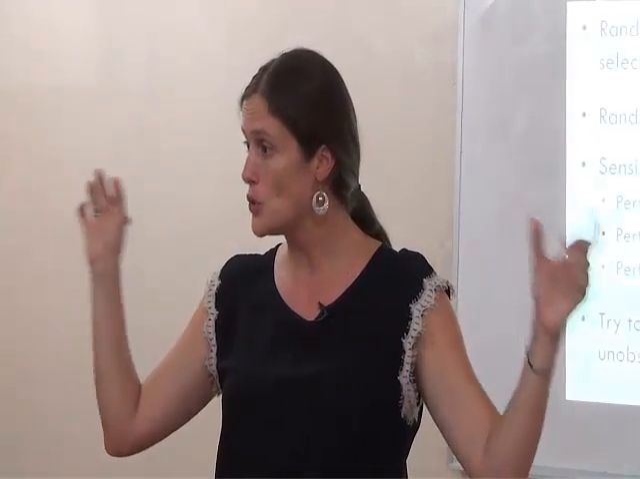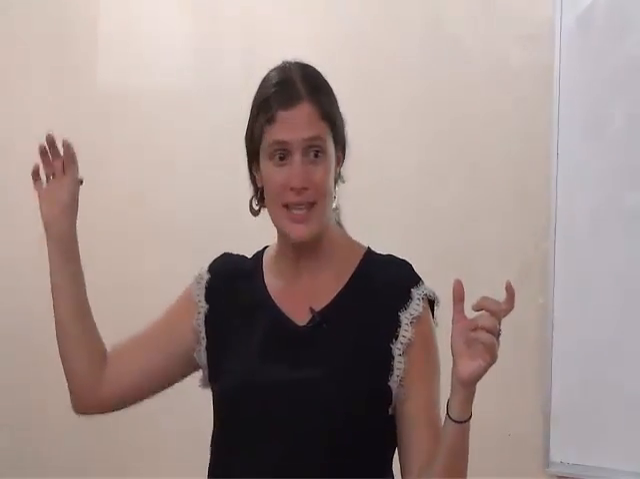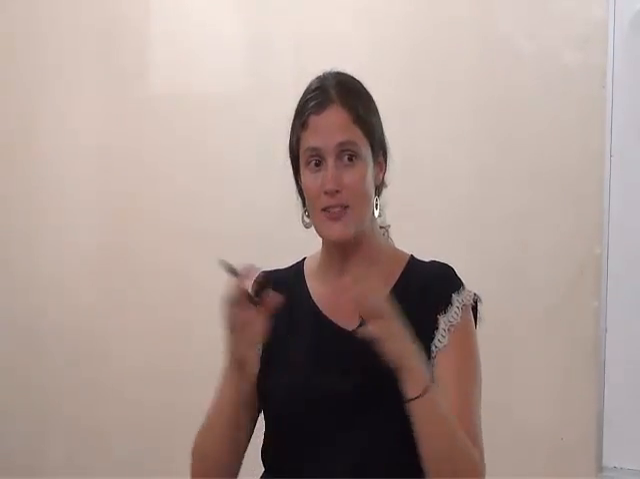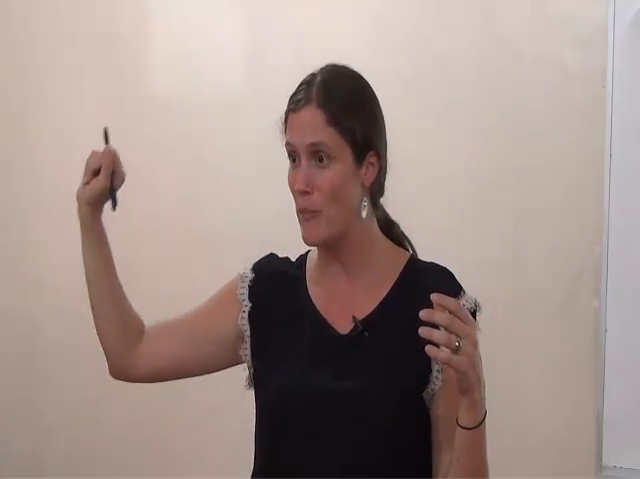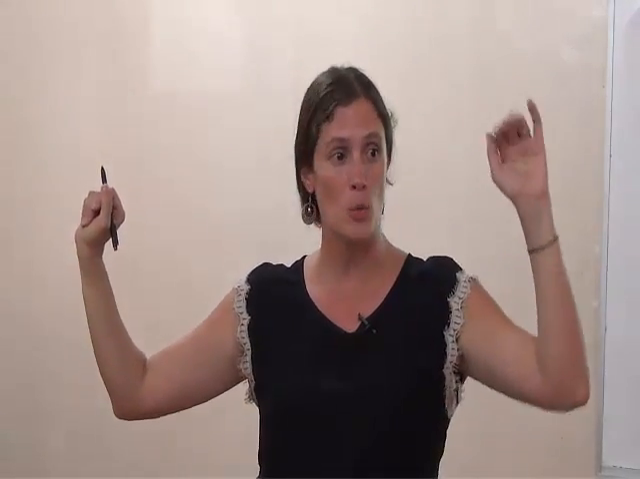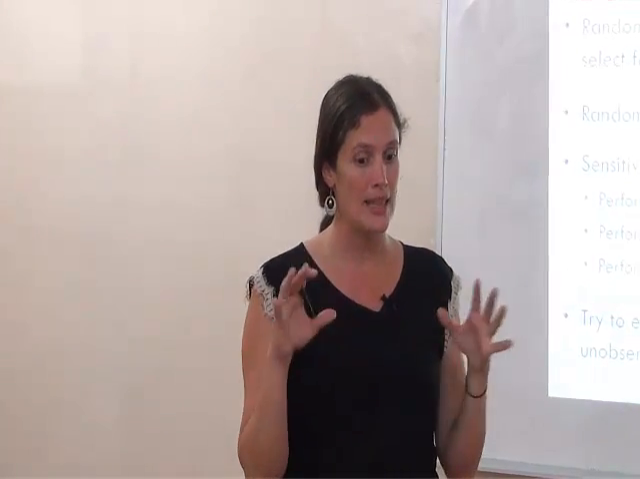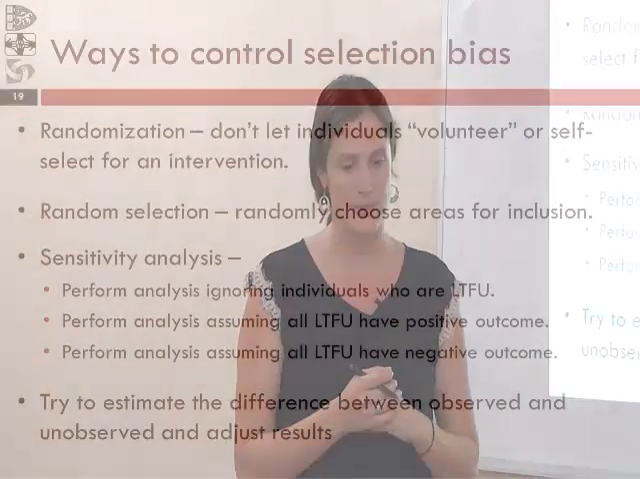And that will give me two extreme values. The worst case scenario, where I assume everyone had died, and the best case scenario, where I assume everyone is alive. And that gives me some range of where I think we really are. That is called a sensitivity analysis. I assume the best of people who are missing, and I assume the worst of people who are missing, and I think the truth is somewhere in between. Okay. So that can be done if people are lost to follow-up, if they have not consented, if data is missing. That can be used to handle the analysis.